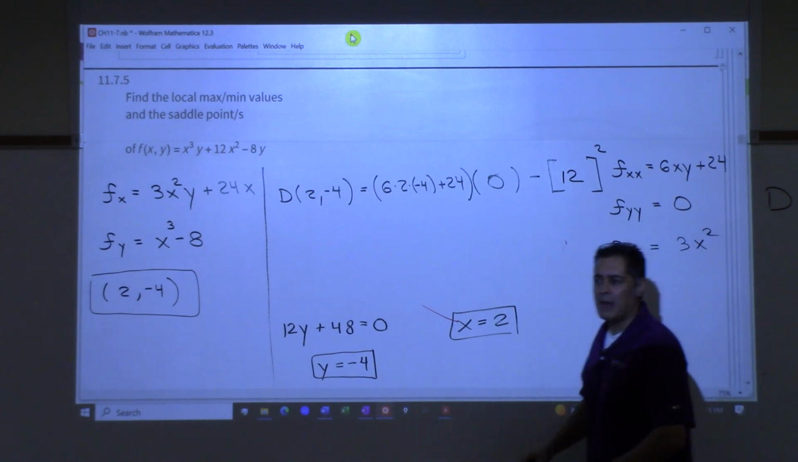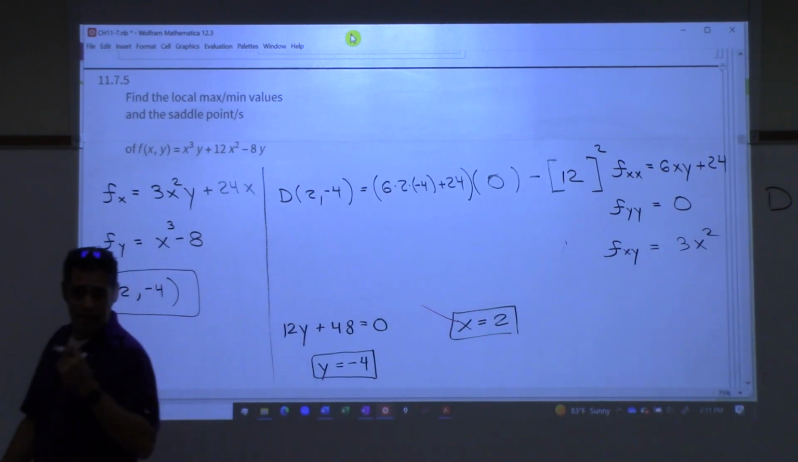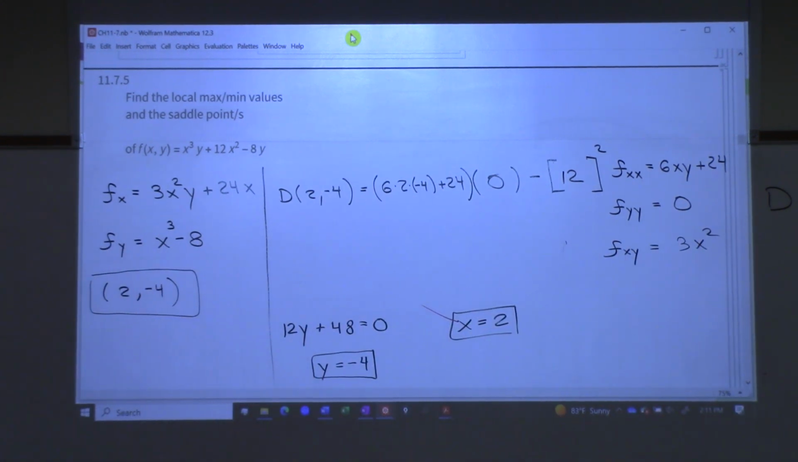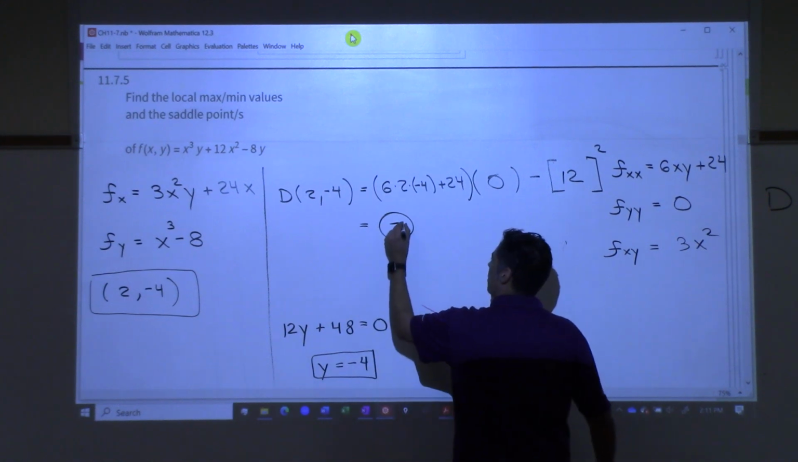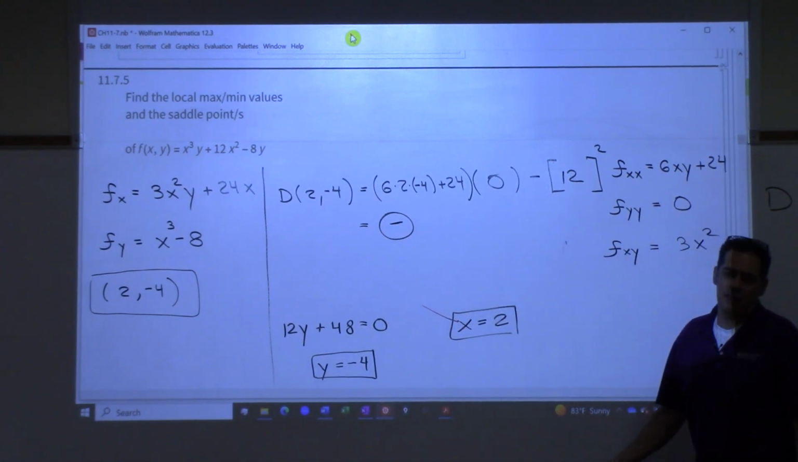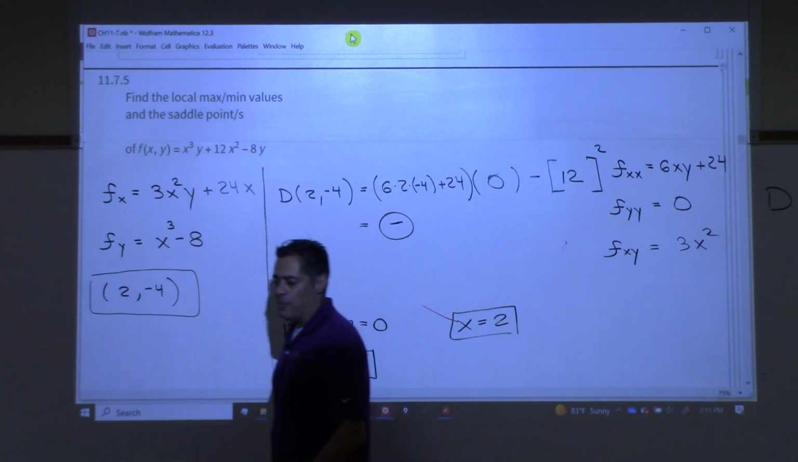So what can you tell me about capital D? It's what? It's negative, right? It's negative. Because 0 minus some number. So 0 minus 144. So this is a negative number, right? That's me saying negative. And if it's negative, then I can tell you right now I don't have a local max or min. I have a saddle.